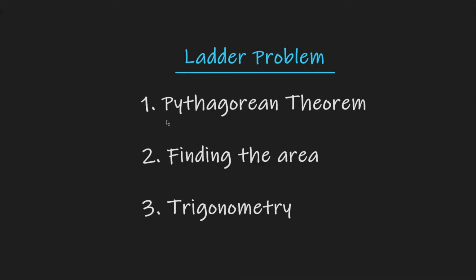The first one is using 3 side lengths with the Pythagorean Theorem. The second one is finding the area using the base and the height of a triangle. And the third one is going to involve trigonometry, which means using 2 of our side lengths to come up with an angle.